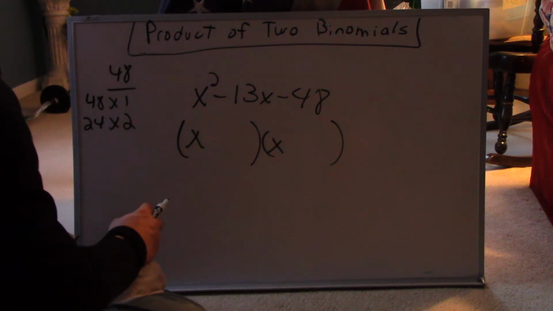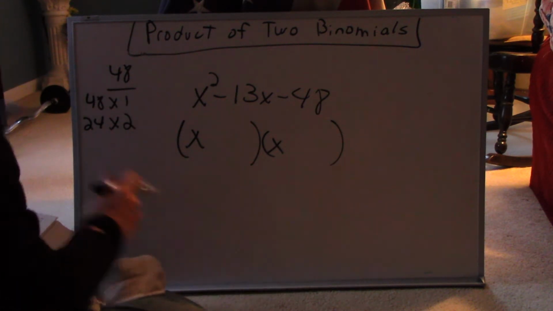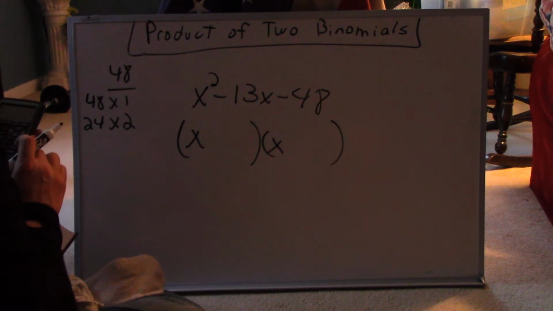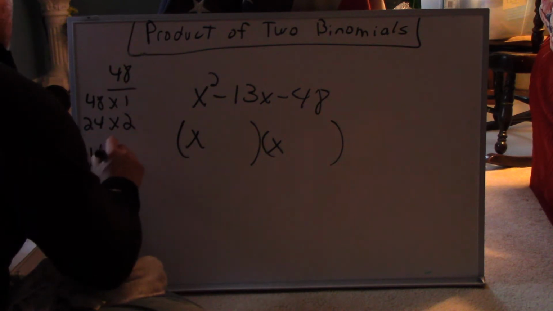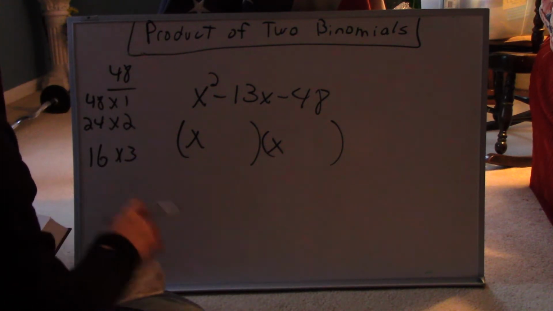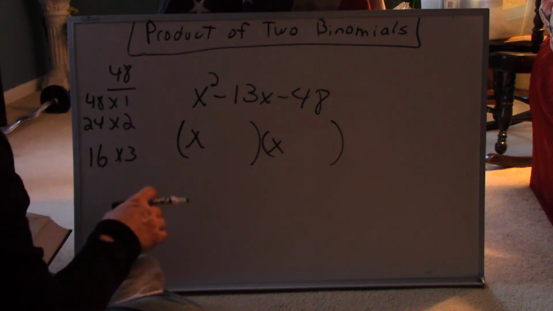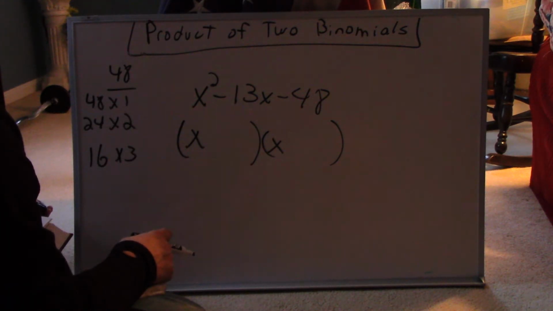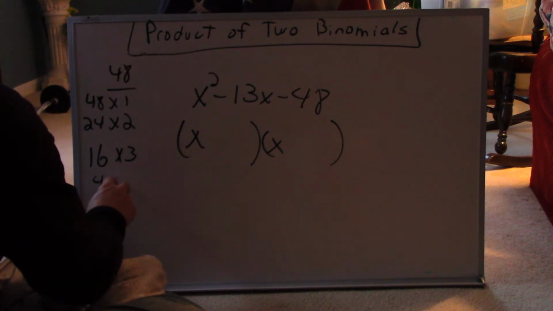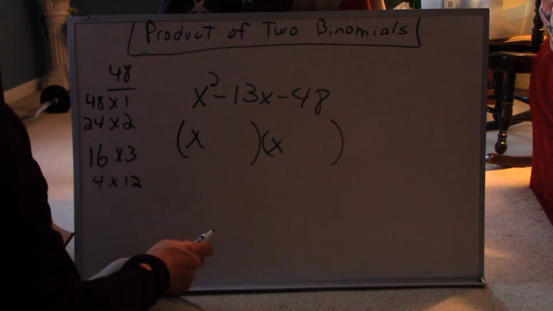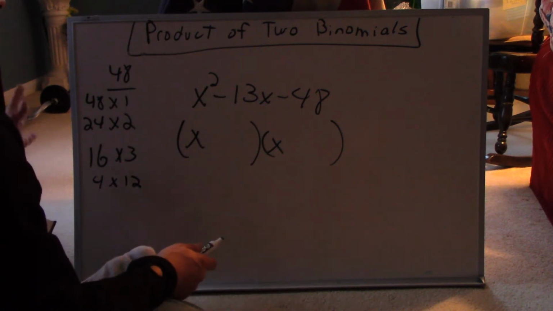Where's my calculator? That's what I thought. Okay, 16 times 3. I just wanted to double check. 16 times 3. What else? 48 divided by 4 is, of course, 12. 48 is 12 times 4. That's another one. All right. I think that's enough.